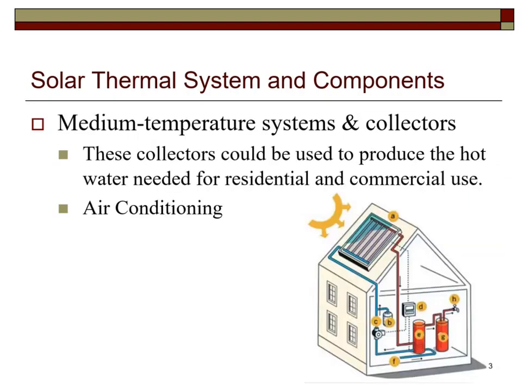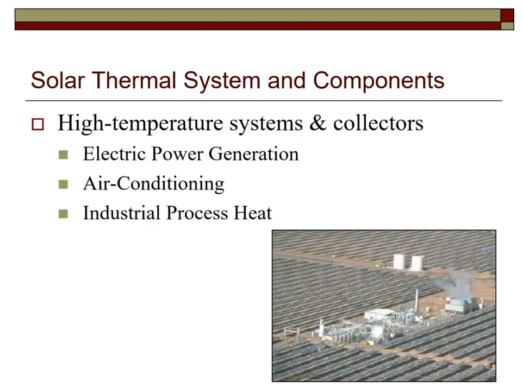Medium temperature solar thermal systems are used for domestic hot water and space heating. Solar thermal can also be used for air conditioning. This slide demonstrates a high temperature application. Solar thermal can be used for electric power generation, industrial process heating, or air conditioning.